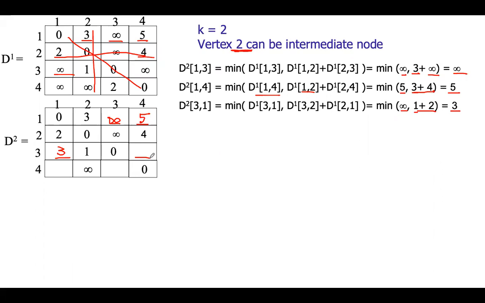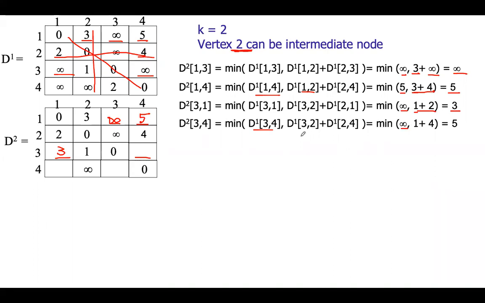Next, I need to find out 3 to 4, the distance from 3 to 4 if you go through the vertex 2. Minimum of D1 of 3 to 4. D1 of 3 to 4 is infinite. Write down infinite. Next, 3 to 2 and 2 to 4. 3 to 2 is 1, 2 to 4 is 4. 1 plus 4 is 5. 5 comma infinite, minimum is 5. So the distance you got here is 5.